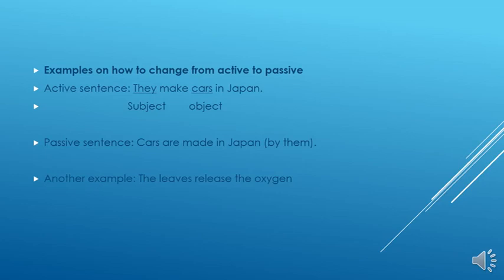If you guessed right, then you would know that the leaves are the subject and releases the verb, the oxygen is the object. So of course, the solution would be the oxygen is released by the leaves, and that's optional again. You might or you might not use it. Why did we use the helping verb? The auxiliary verb is because oxygen is apparently singular.